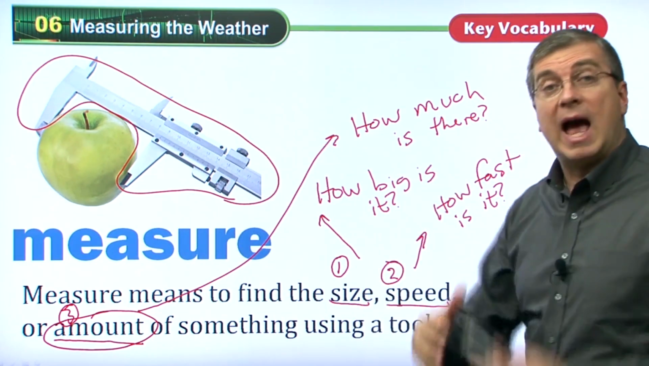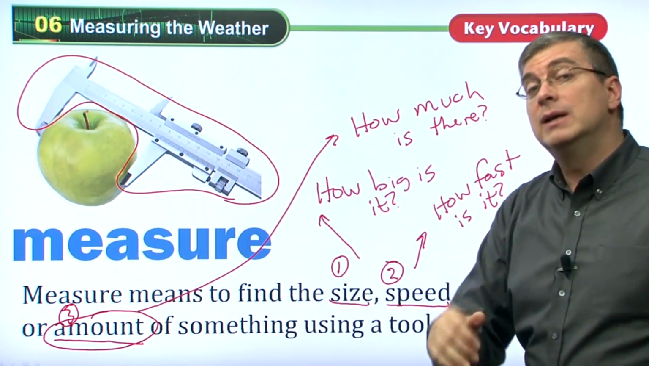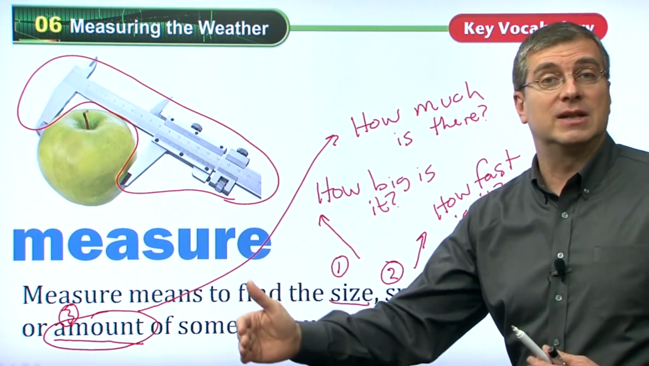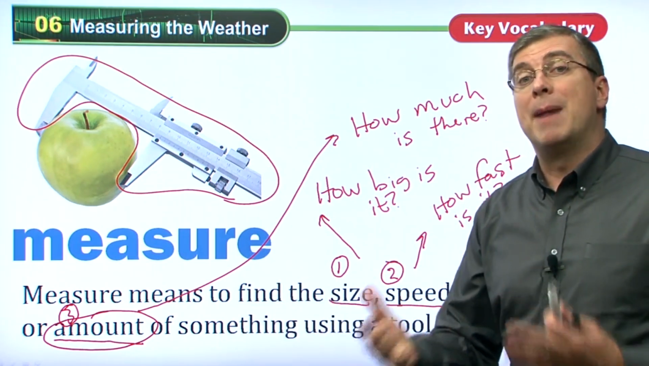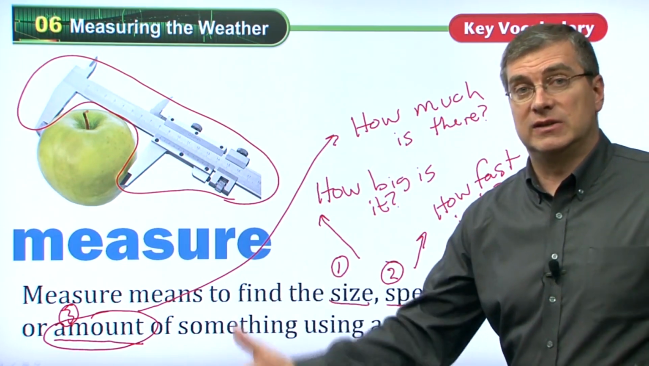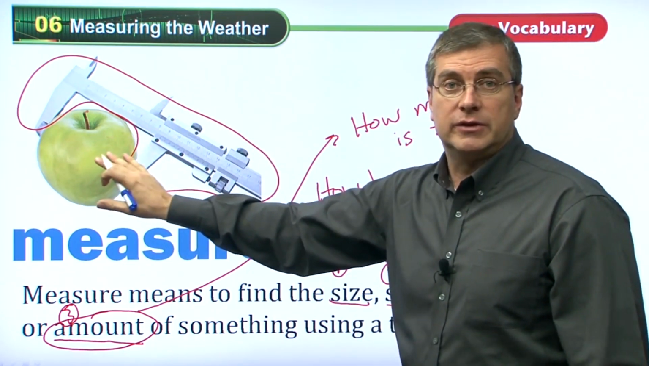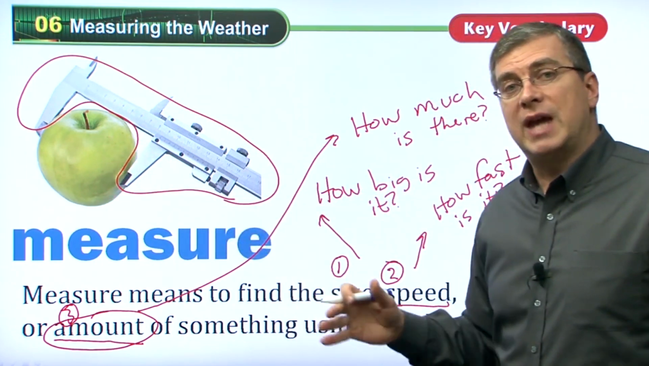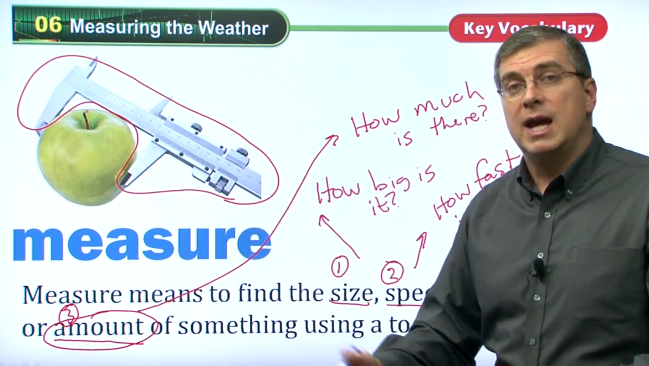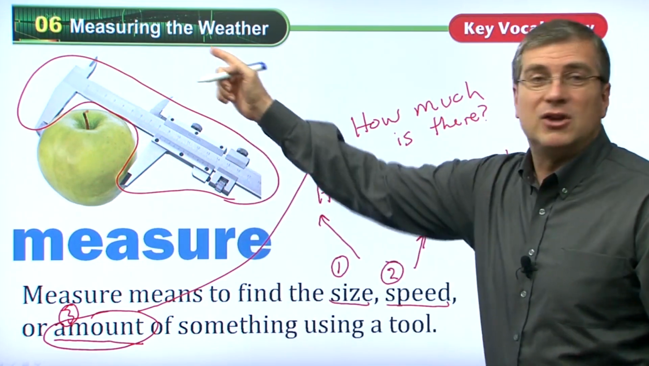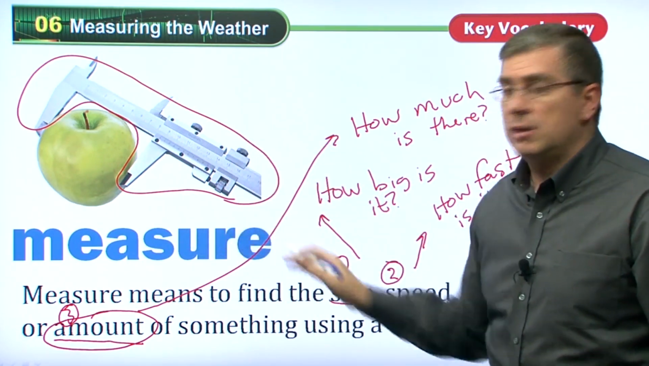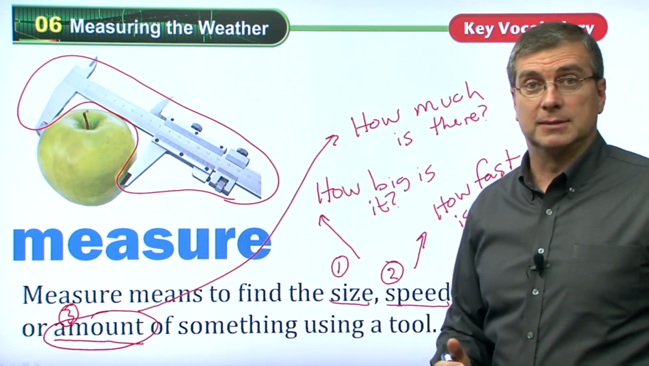So three things. One, size. How big is it? Two, speed. How fast is it? Three, amount. How much is there? We use tools to find out the answers to these questions. Tools help us observe things. When we're observing weather, we are measuring the weather. So that's what it means to measure something.